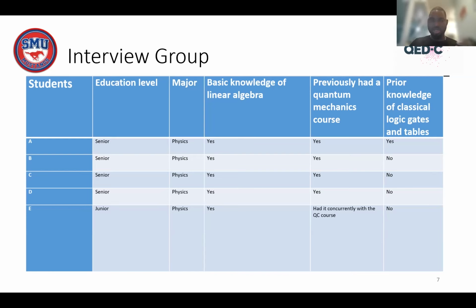The class was quite small. We had 5 students, and good for us, all 5 volunteered to be interviewed. They are all physics majors, and just one of them had experience with classical logic gates because he had taken some computer science courses that taught him that. But one thing common to all of our students is that they had been introduced to quantum mechanics at some point during their studies because they are all physics majors.